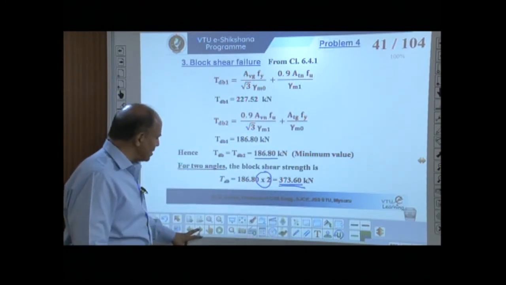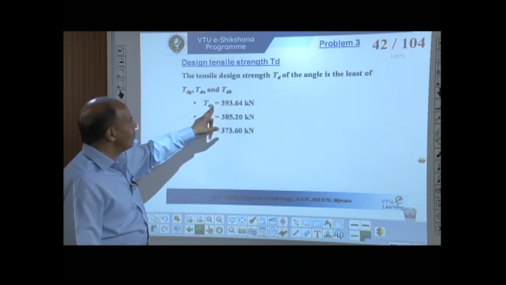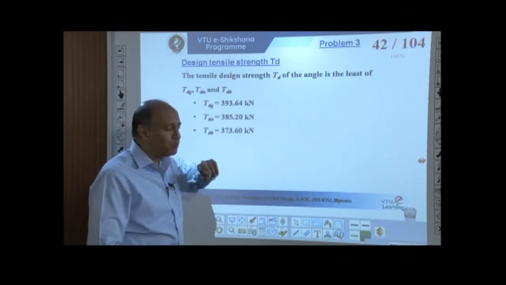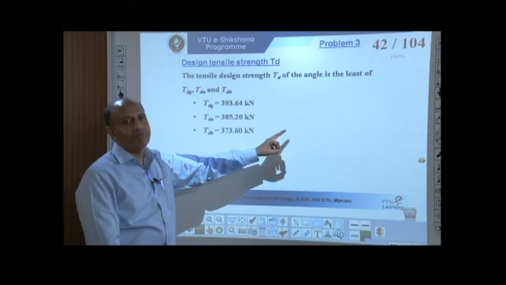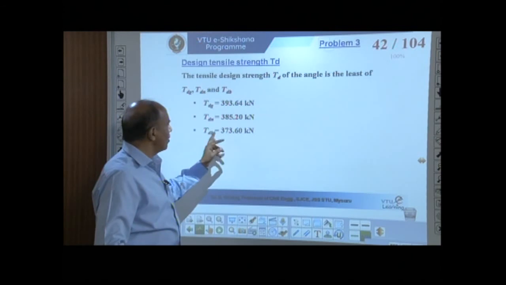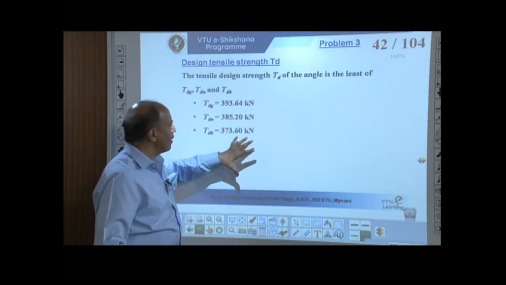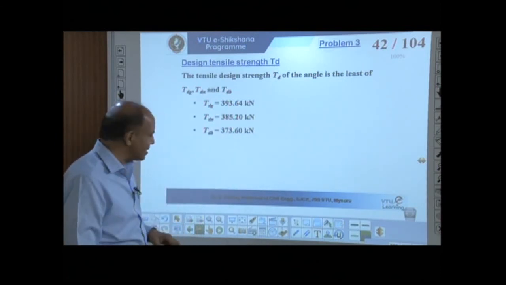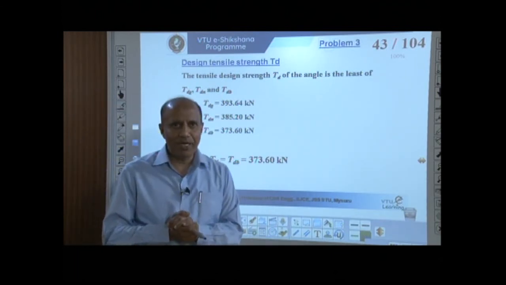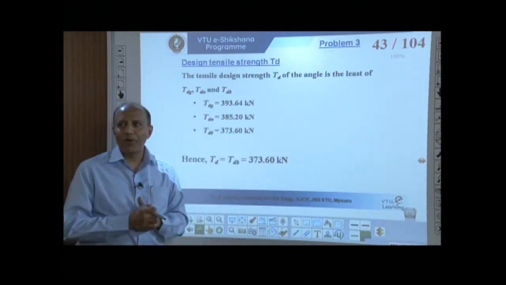Now the last step is to compare the three failure criteria. Criteria 1, gross yielding, is 393.64. Then net section rupture is 385.20, and we have designed enough bolts, we said 5. And then block shear failure at the end connection is 373.60 kN. Comparing these, you can notice that TDB is the least. So we conclude that the failure in this case is due to block shear, and the value is 373.60 kN.